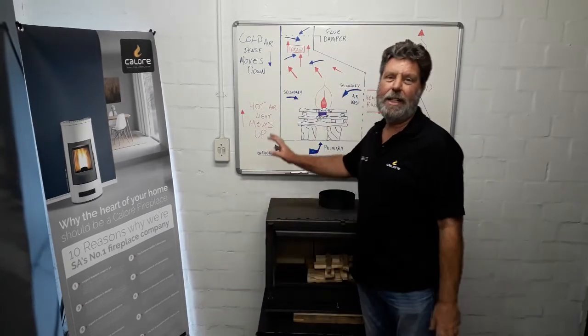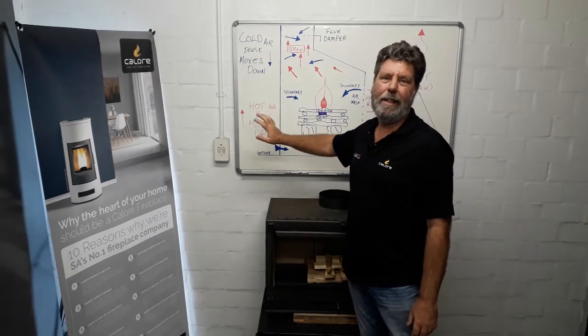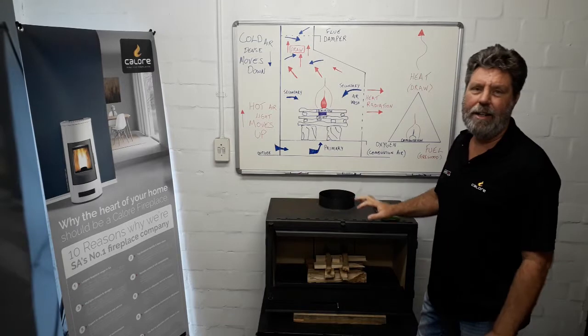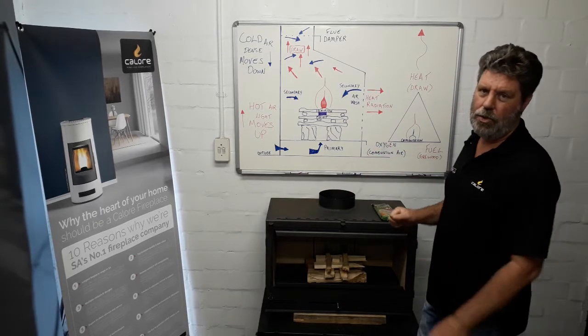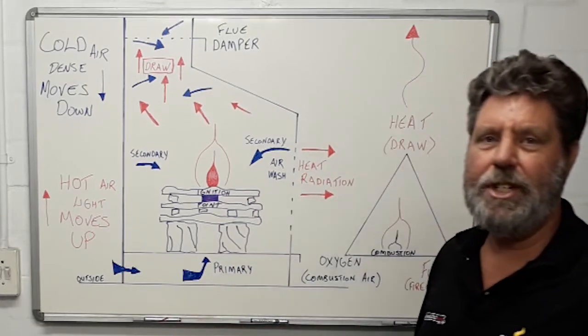Secondly, science teaches us that cold air is dense and it's always moving down. Hot air, warm air is light, and so it's always moving up. So where does the upside down fire fit in to those two simple science facts? Well, let's look at what we used to do traditionally first.